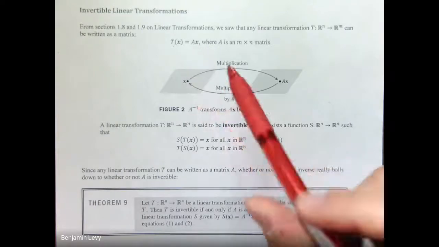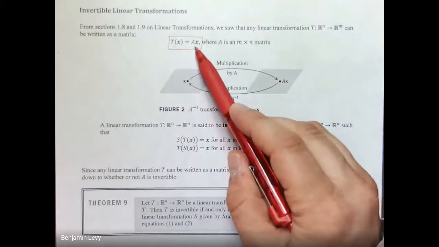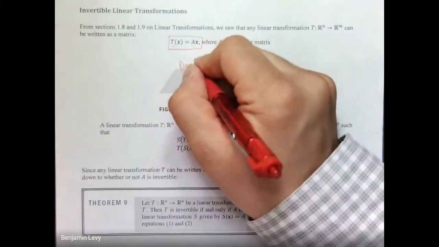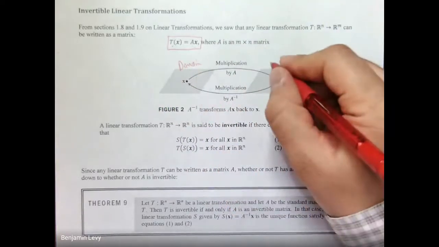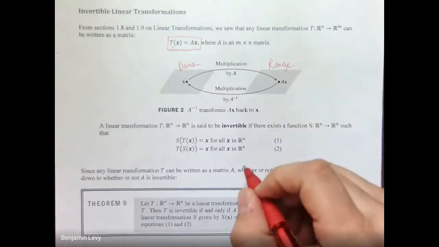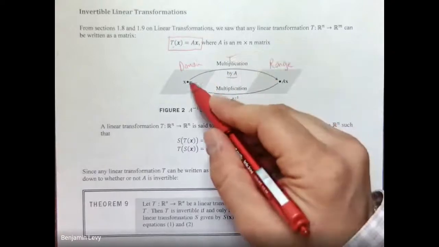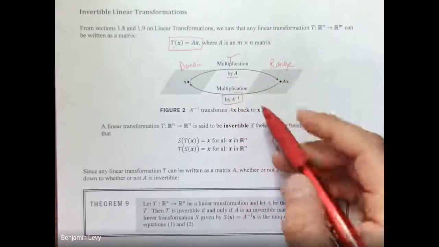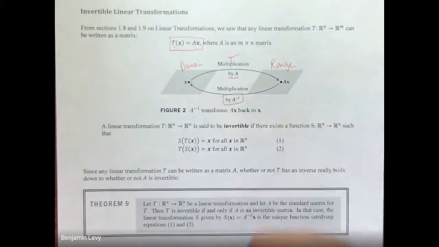And as a quick reminder, this is the sort of thing we saw in that section, right? Every transformation can be written as matrix multiplication. And generally speaking, when we were talking in 1.8 and 1.9, we were talking about taking things out of the domain, which is where you plug things in from, and sending them to the range over here. And so multiplication by A, which is the transformation T, is going this way. Well, what I'm talking about on this page is going the other way. If you multiply by the inverse of A, it'll take things back to x.